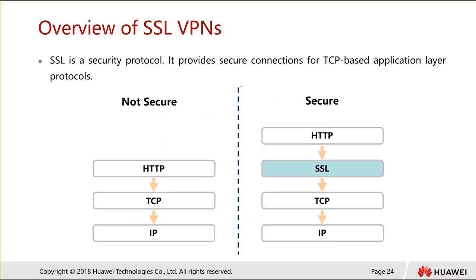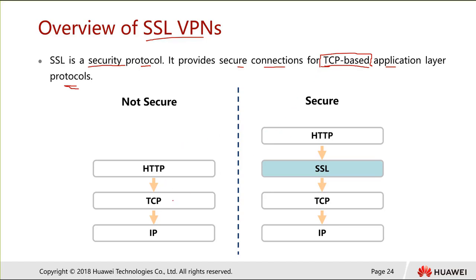Right, so next we talk about the overview of the SSL VPN. All right, so SSL is a security protocol. It provides a secure connection for TCP-based application layer protocols. Okay, so this kind of VPN only works at the TCP layer, unfortunately. Okay, so there's always a good and a bad, all right, especially with our web server.